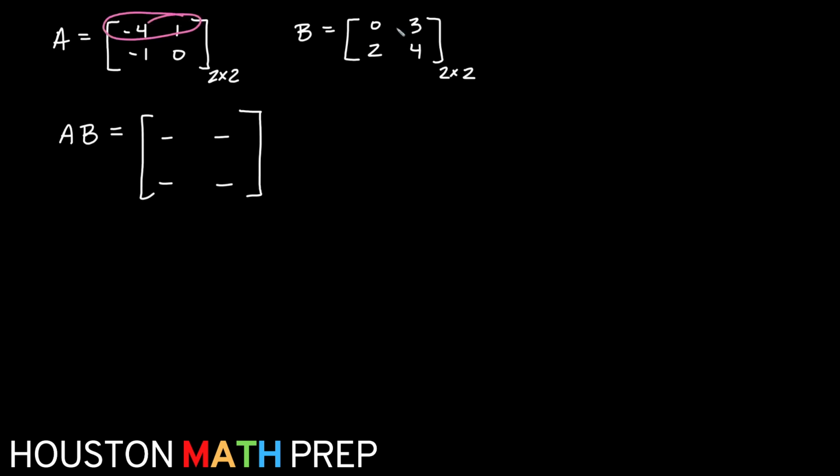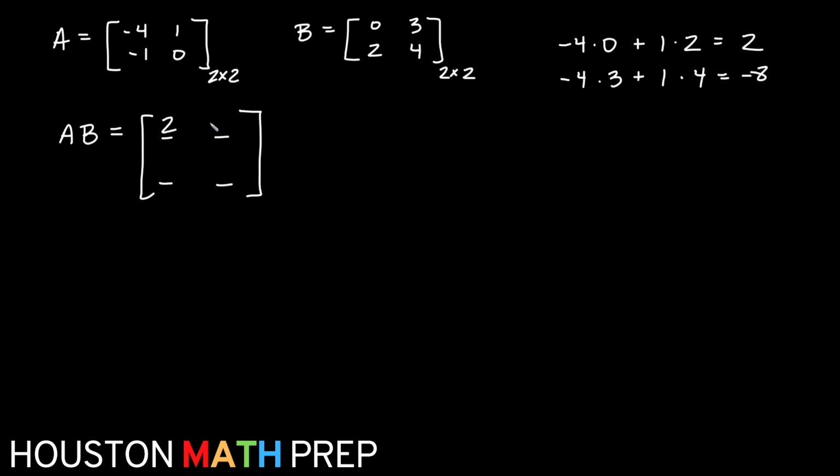So first row times first column dot product is going to be -4 times 0 plus 1 times 2. That will give us 2. So 2 goes there. Next, I will do the row 1 times column 2. We'll put that in the row 1, column 2 spot. So that will be -4 times 3 plus 1 times 4. That'd be -12 plus 4 gives us -8 there. So this is -8.